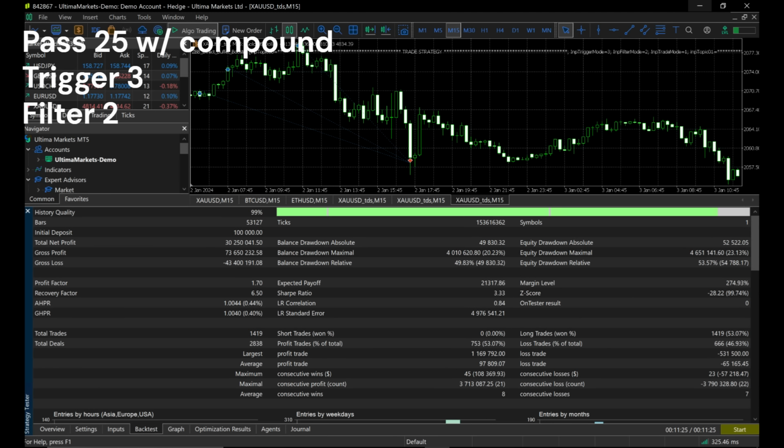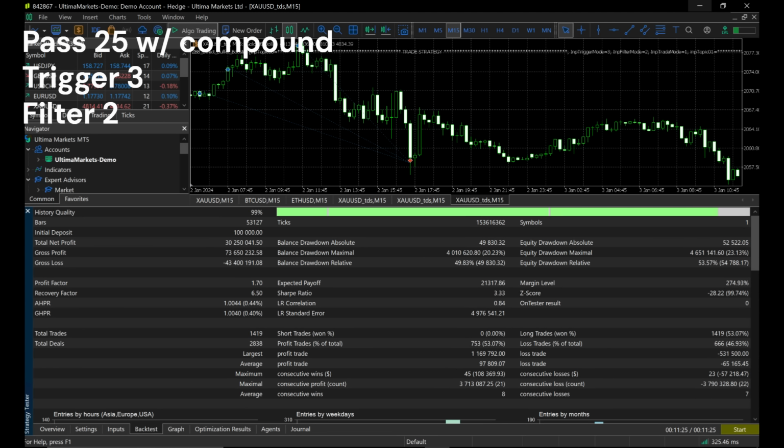Now let's look at the actual performance metrics behind this equity curve. The system started with an initial deposit of $100,000. By the end of the backtest, the strategy generated a total net profit of more than $30 million. That means the capital grew by roughly 300 times during the testing period.